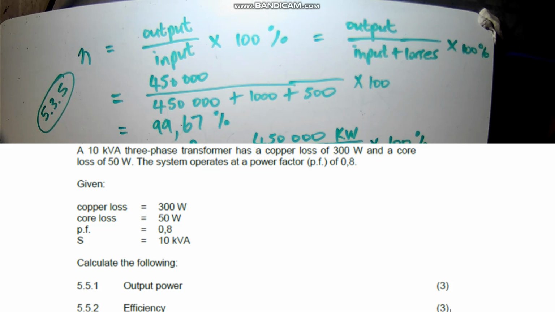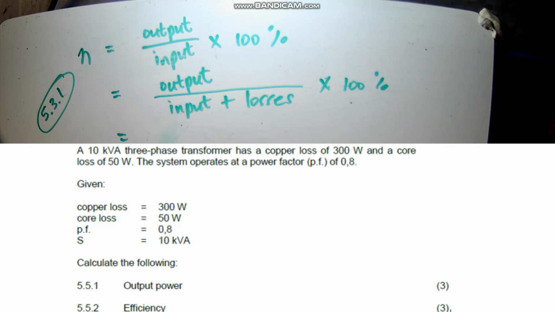The next question, a 10 kilovolt-amp, this would mean it's apparent power, three-phase transformer has a copper loss of 300 watts and a core loss of 50. The system operates at a power factor of 0.8. So all these factors are given. It's good to list them down before starting the question. So 551, calculate the output power. So this means we will also need to find out what is the input power.